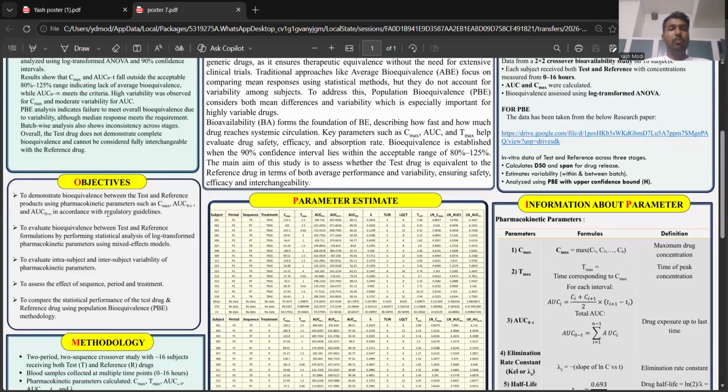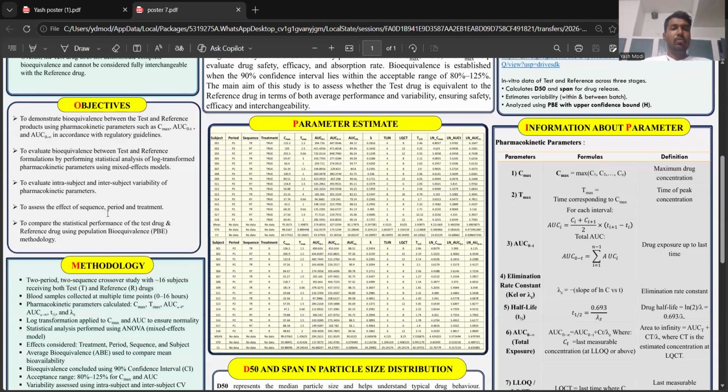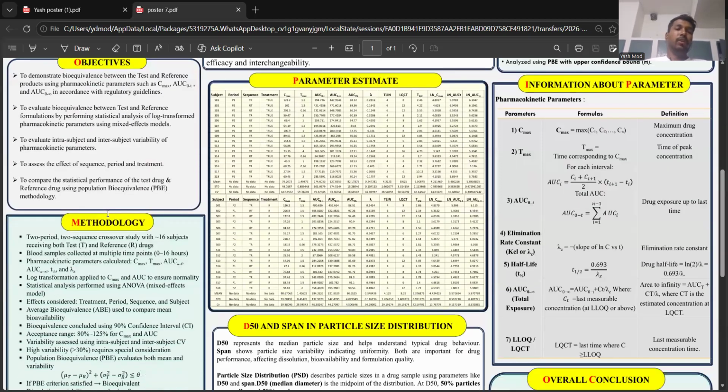These are our five objectives. First is to demonstrate bioequivalence between the test and reference drug according to regulatory guidelines. Second objective is to evaluate bioequivalence between test and reference drug formulation by performing statistical analysis of log-transformed pharmacokinetic parameters using a mixed effect model. Third one is to evaluate intra-subject and inter-subject variability of pharmacokinetic parameters, and fourth is to assess the effect of sequence, period and treatment.